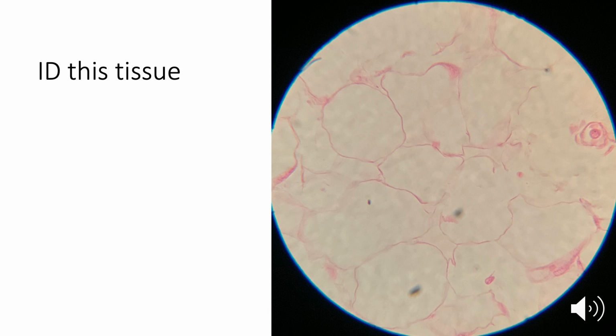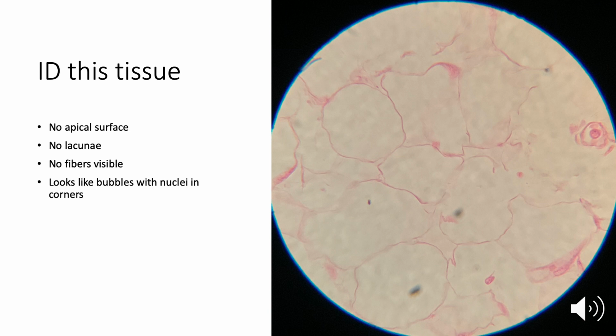All right, let's take a look at this one. This particular tissue type looks like a whole bunch of bubbles, okay? However, there is no apical surface here. There are no lacunae. There are no visible fibers. It basically looks like a whole bunch of bubbles. And if I look closely at those bubbles, I'll see maybe nuclei here and there kind of pushed off to the corner of those big bubbles. And that's what tells me this is adipose tissue.